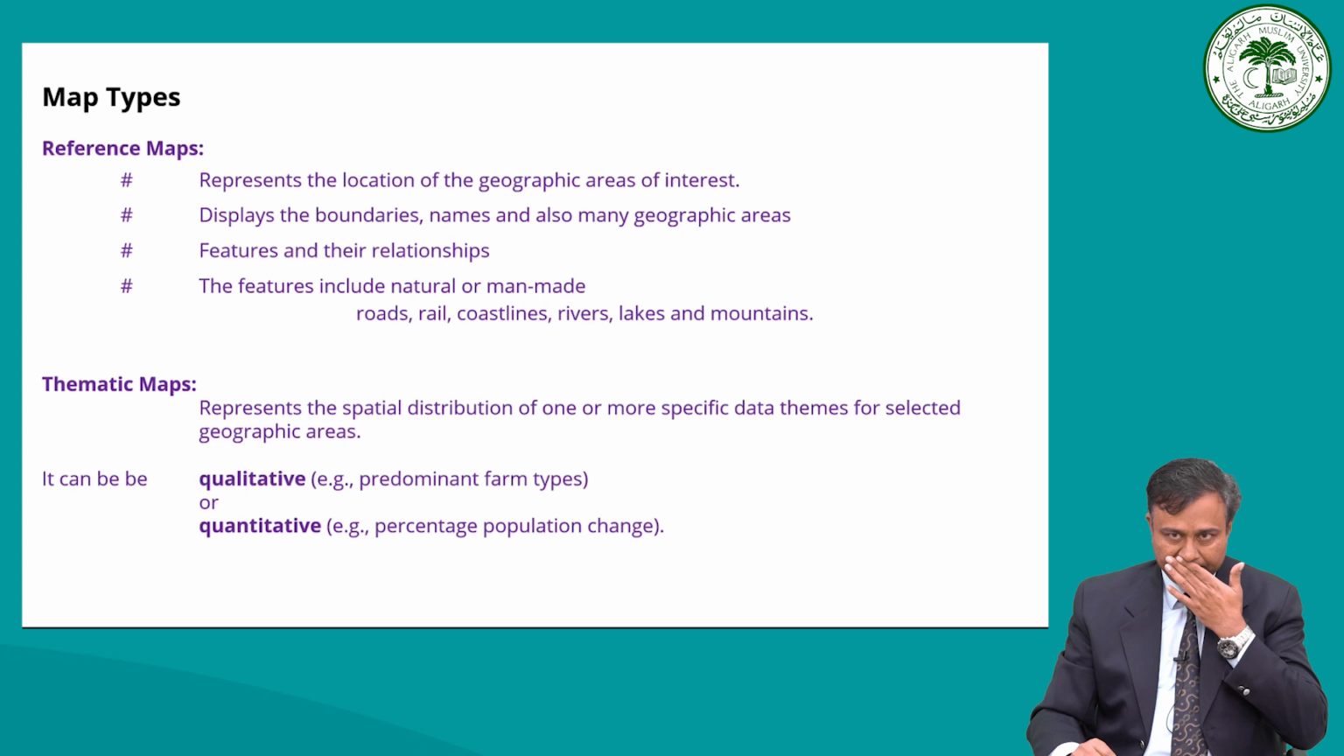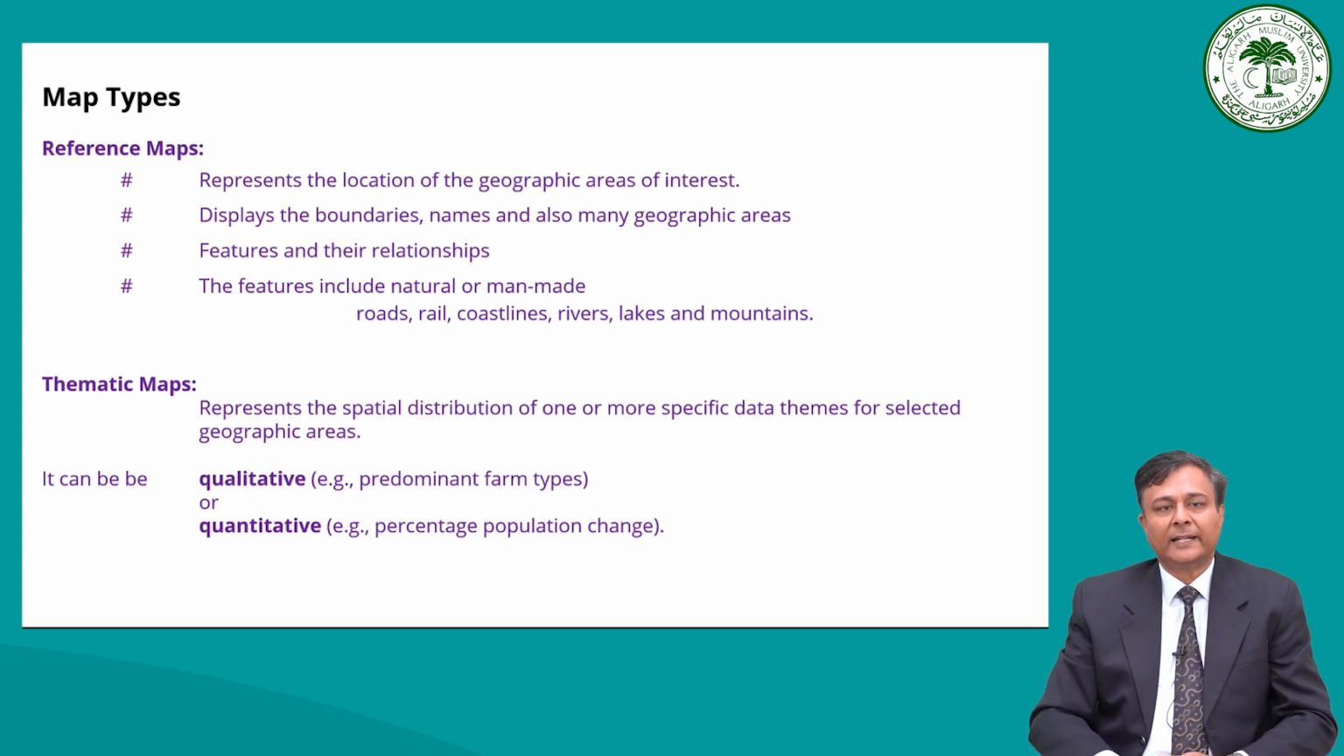Some more examples are like the reference map, which represents the location of the geographic area of interest. It might display the boundaries, the names, and also many geographic areas. It is mostly used to represent features and their relationships. The features include natural or man-made ones, for example, road, railway line, coastlines, etc. Then another kind of map can be called a thematic map.